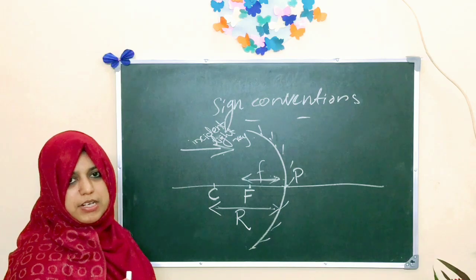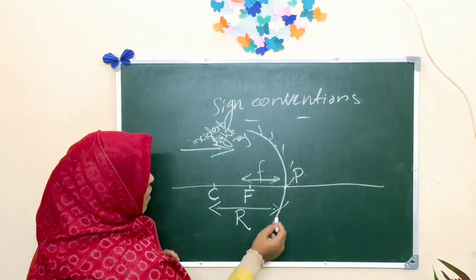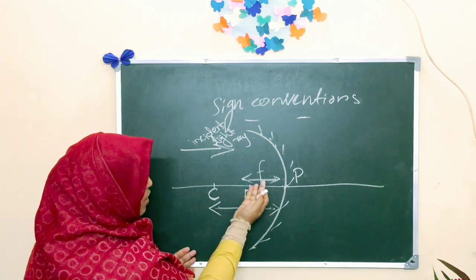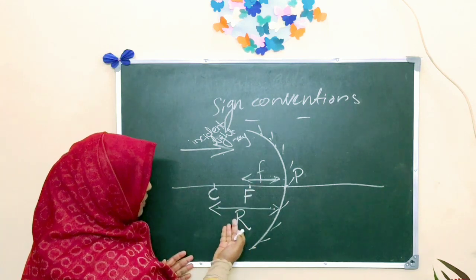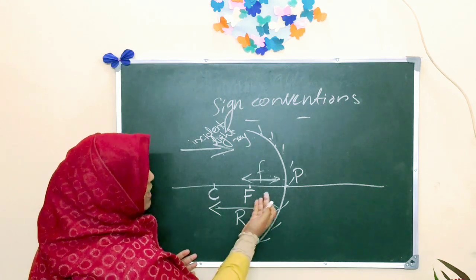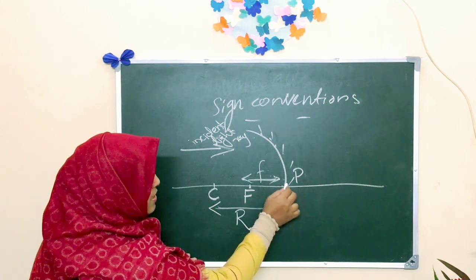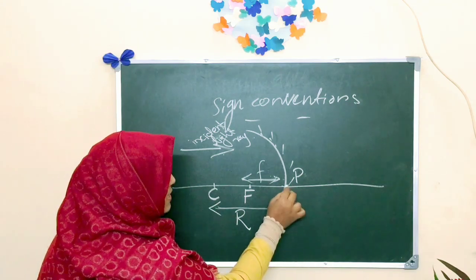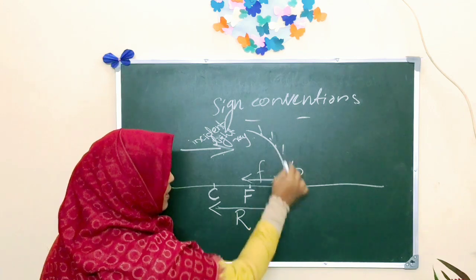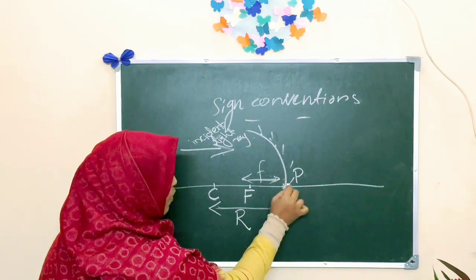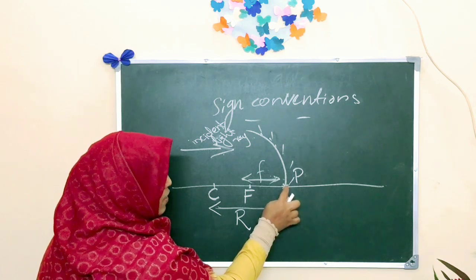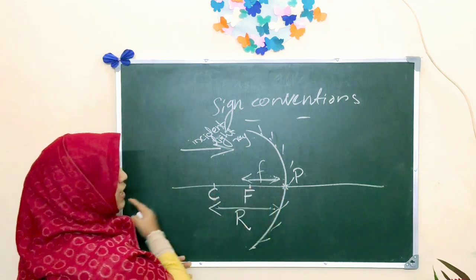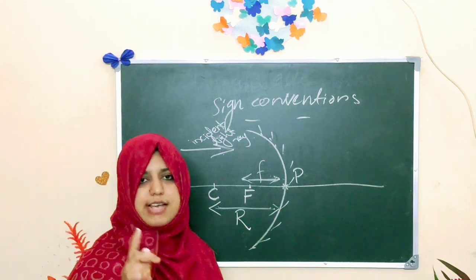After that, the first sign convention. In the case of a spherical mirror, many distances are given here. Focal length is given, radius of curvature is given here. The first sign convention is that all the distances are measured from the pole of the spherical mirror. We know this point is the pole. That is the first sign convention.